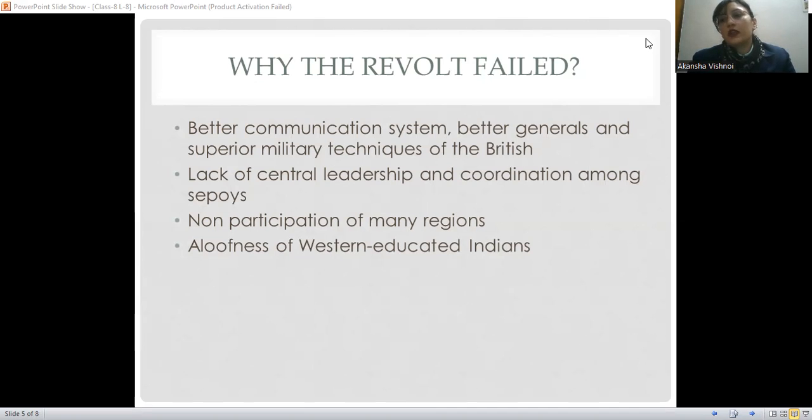The rulers of many princely states remained aloof. And some rulers like Scindia of Gwalior, the Nizam of Hyderabad, the ruler of Nepal, some Rajput princes, and the rulers of Patiala, Nabha, and Kashmir helped the British in suppressing the revolt. Another weakness of the revolt was the aloofness of the Western educated Indians, who probably regarded British rule as a necessity for India's modernization.